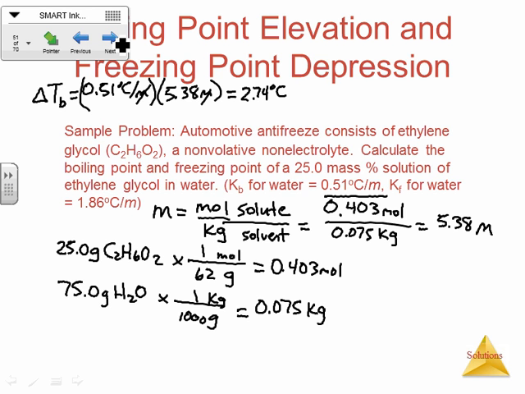And they are asking for the new boiling point and freezing point, so we'll come back to that in a second. Let's go ahead and get our freezing point depression here. So delta TF is equal to 1.86 times 5.38. That gives us, am I doing that right? 9.999999. I didn't round quite like I had it up there, so about 10.0.